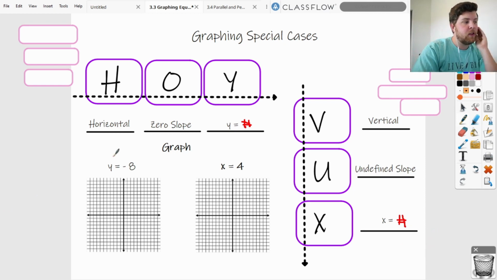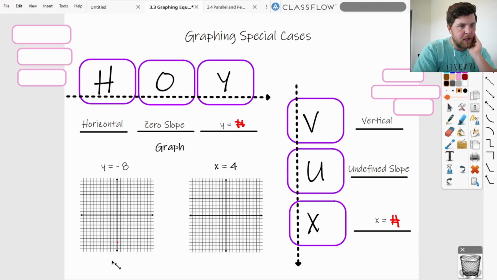So for example here, you have y equals negative 8. It's only going to go through the y-axis, so it's going to be horizontal at negative 8. So negative 1, 2, 3, 4, 5, 6, 7, 8. So that would be a horizontal line through negative 8.